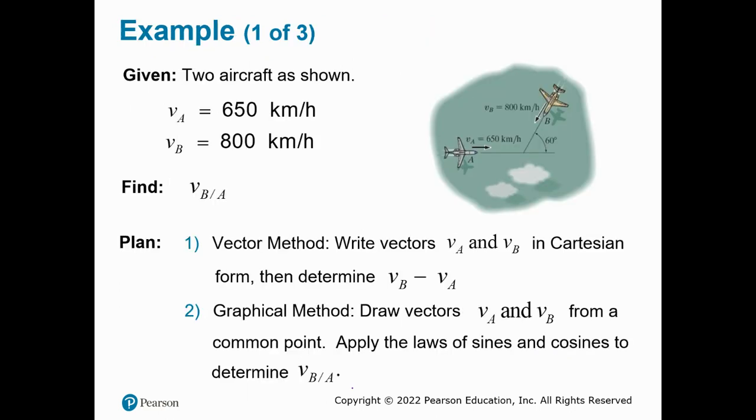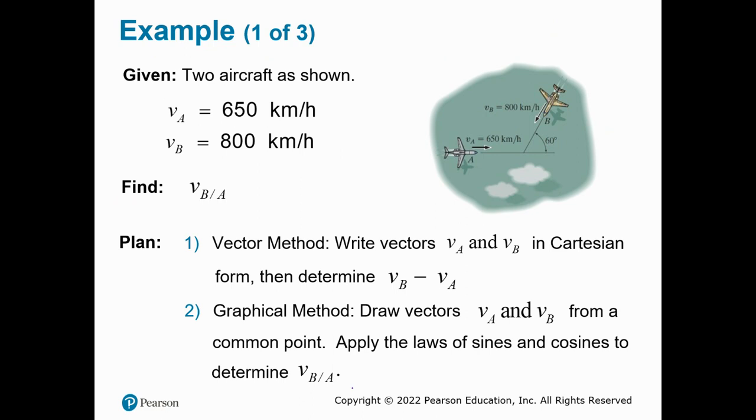Okay, example. I have two airplanes coming toward each other. VA has a velocity of 650 kilometers per hour flying to the right, and VB here is 800 kilometers per hour coming down at a 60-degree angle. We're looking for the relative velocity of B with respect to A. Again, keep in mind that the 650 and the 800 given to us here are the magnitudes of the velocity.